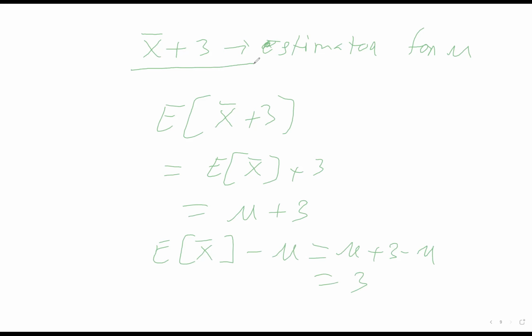Or if you consider another estimator instead of x bar, for example 2 x bar, then the expected value will be 2 mu. So they are biased estimators. This is also an estimator, x bar plus 3, because x bar is a statistic and you are just adding a constant to it. So this is also an estimator. Yeah, very good question.